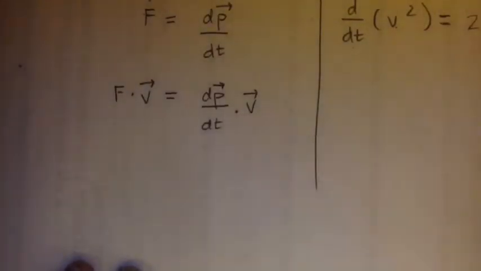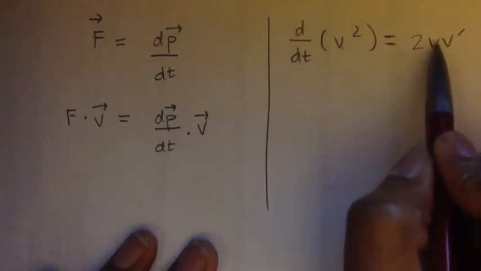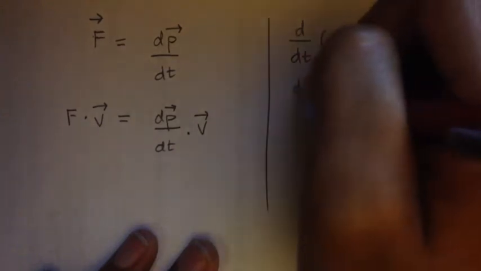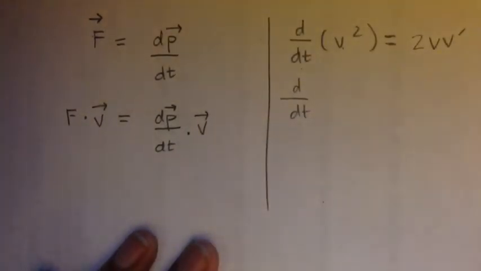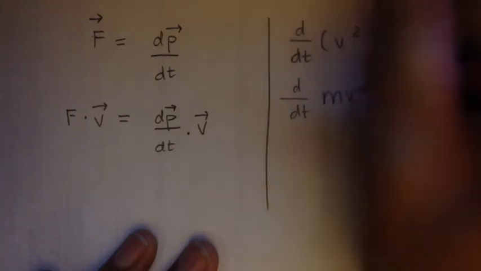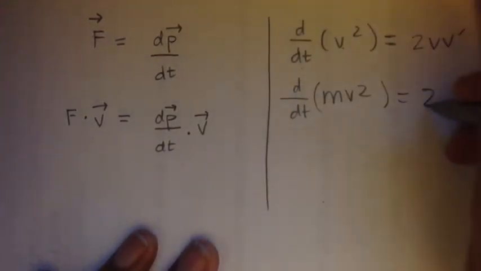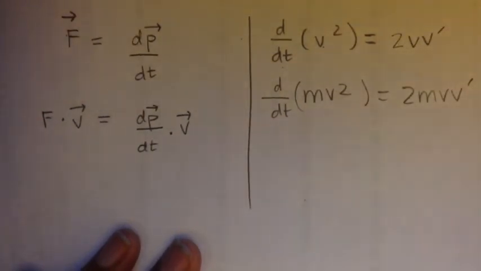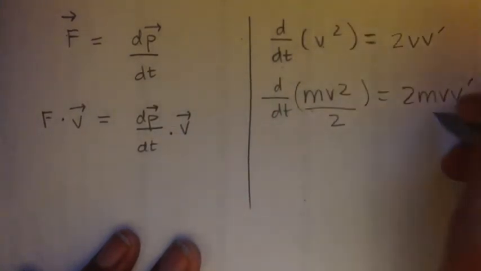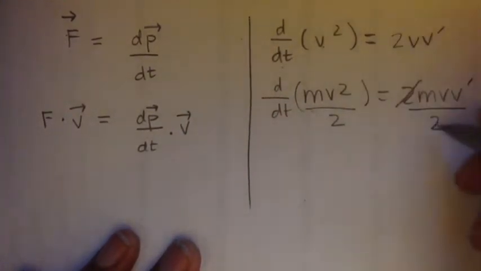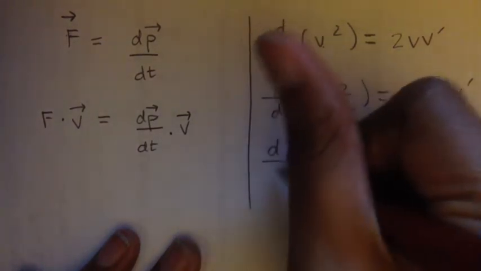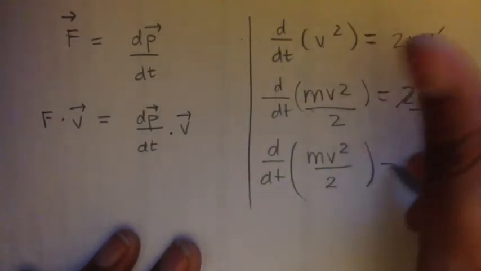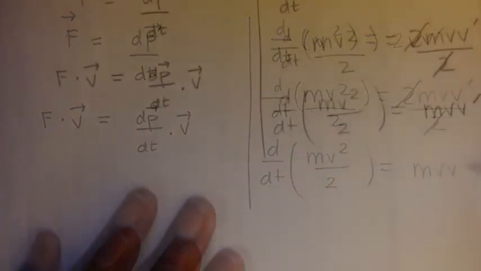So now we're going to multiply both sides by m, because we want to fit kinetic energy in here in some kind of way. So we have d over dt of mv squared equals 2mv v prime. And now we're going to divide both sides by 2. This cancels out, of course. So now we're left with d over dt of mv squared over 2 is equal to mv v prime.